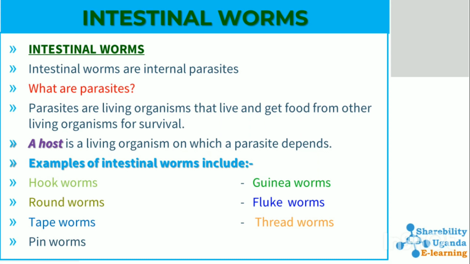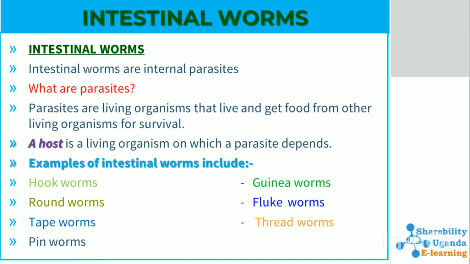Parasites are simply living organisms that live and get food from other living organisms for survival. We have a term known as a host. A host is a living organism on which a parasite depends. Remember, we said a parasite is a living organism that lives and gets food from other living organisms. So that organism where the parasite gets food and where it lives is what we call the host.